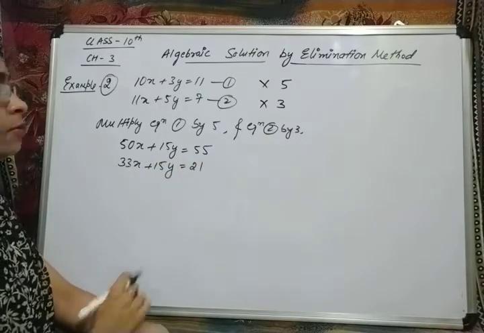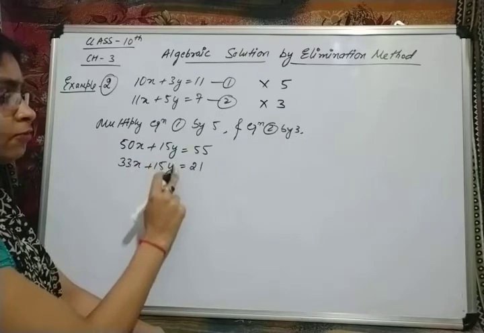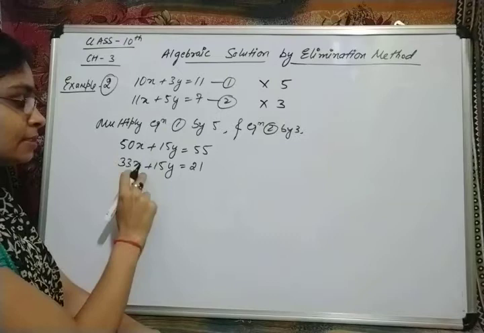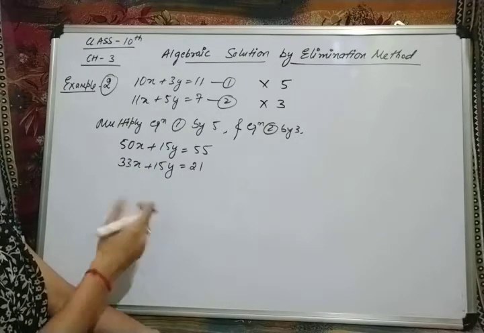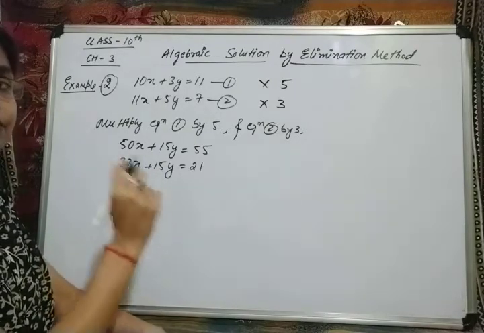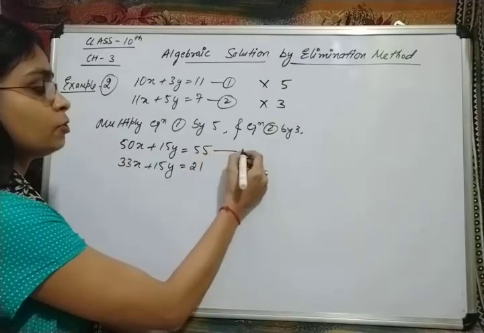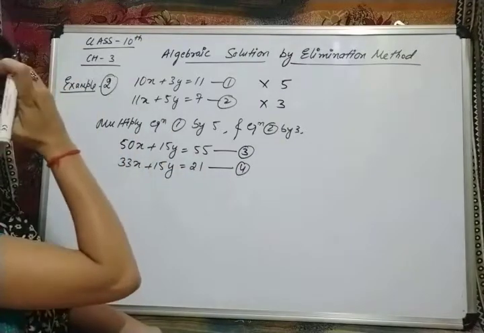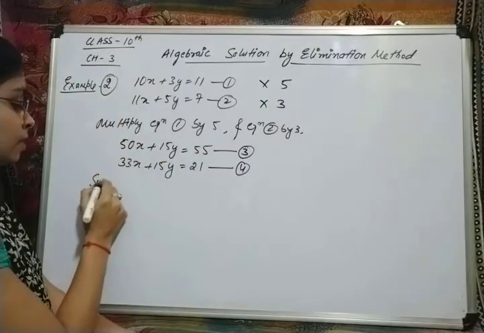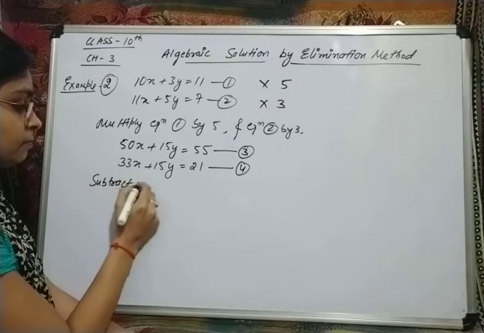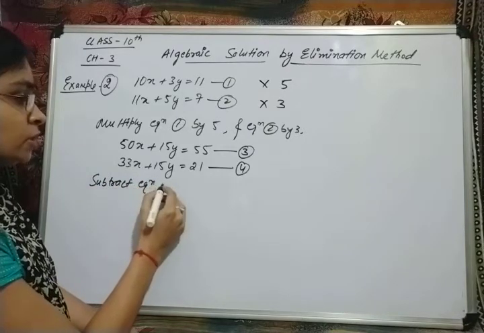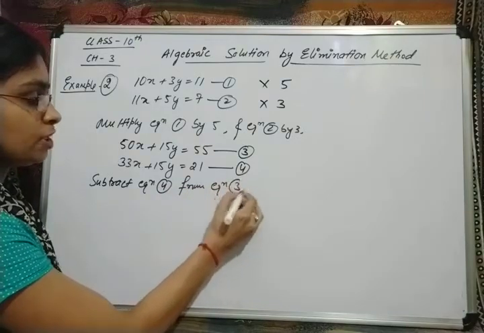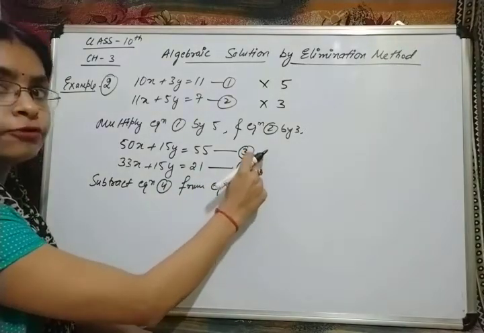Now what we are going to do? Now see the variable of y. No, this term, the coefficients are numerically equal. Now their signs are what? Their sign are positive, same sign. So what we are going to do? We'll subtract one equation from the other. So suppose this is third equation and this is fourth equation. So we'll subtract one equation from the other, any one of the equations. So subtract equation 4 from equation 3. We'll subtract equation 4 from equation 3.